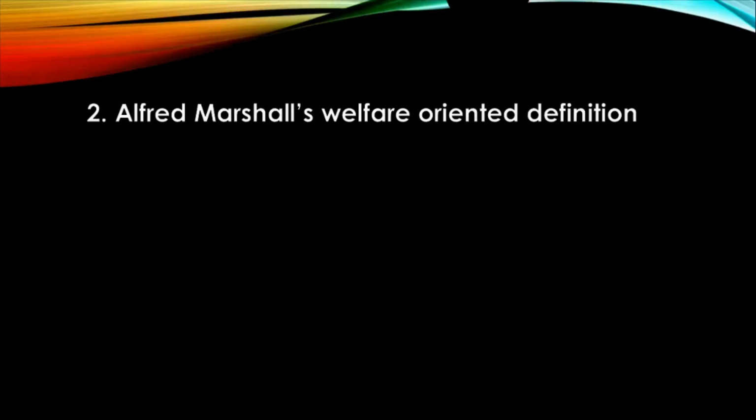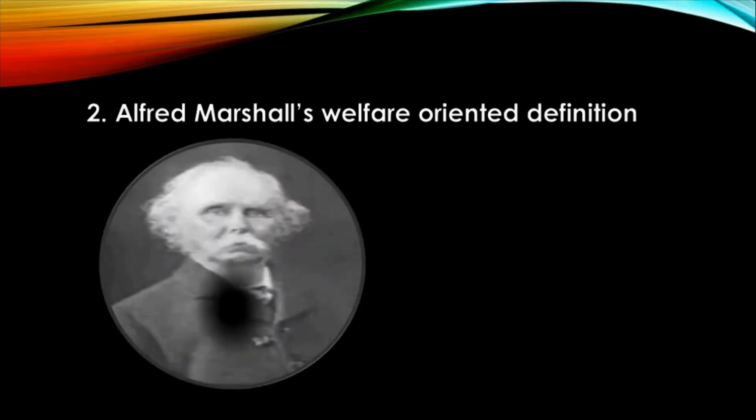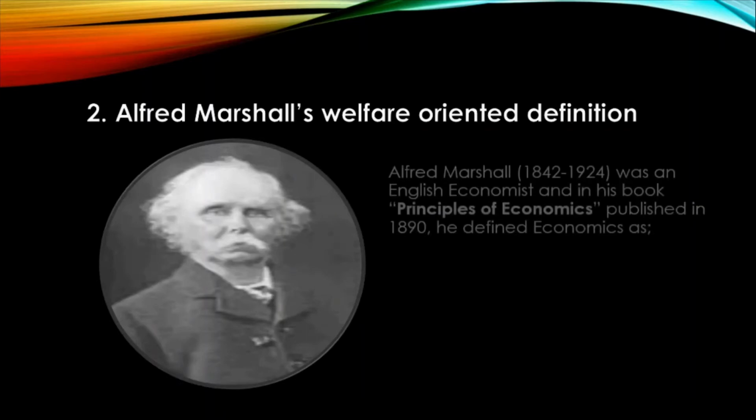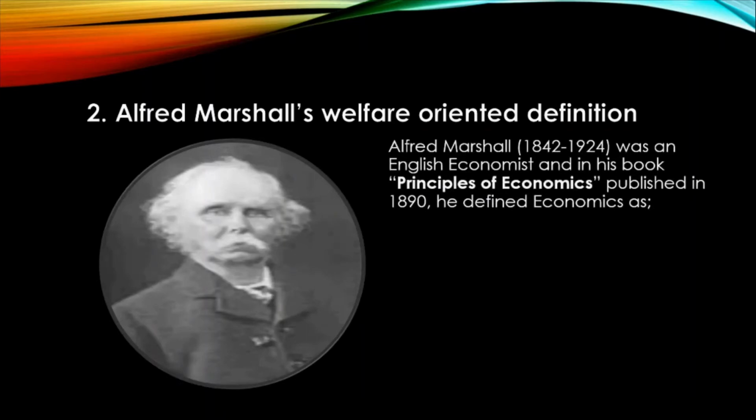So let us take a quick look at Alfred Marshall's welfare-oriented definition of economics and get to understand what he meant precisely in his definition, as welfare being the object of primary importance of economics, unlike Adam Smith, who believed that the object of primary importance of economics was wealth. So let us take a critical look at Alfred Marshall's welfare-oriented definition so as to understand his perspective about economics as well.